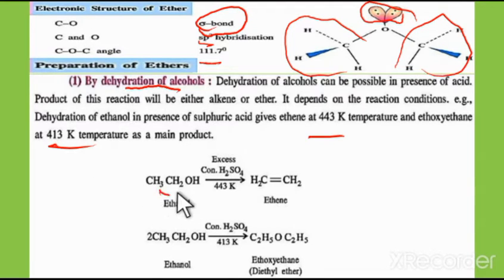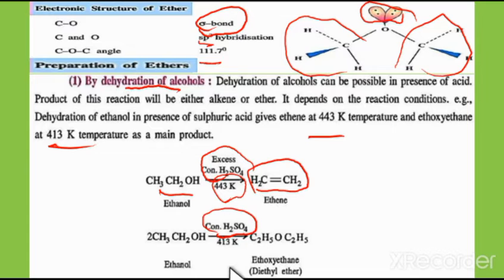When ethanol is treated with excess concentrated sulfuric acid at 443 Kelvin, dehydration takes place and it forms ethene, whereas 2 moles of the same ethanol treated with concentrated sulfuric acid at 413 Kelvin give ethoxyethane. It is also known as diethyl ether.